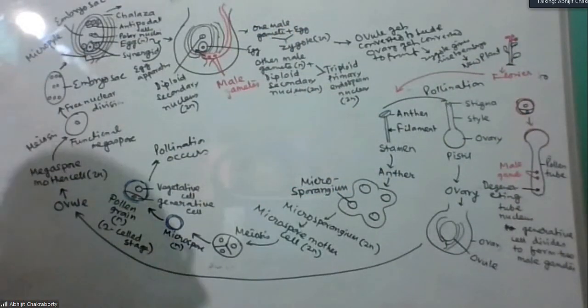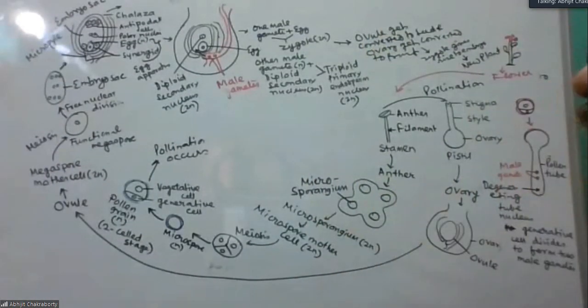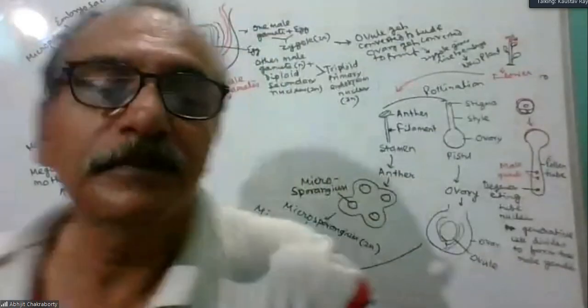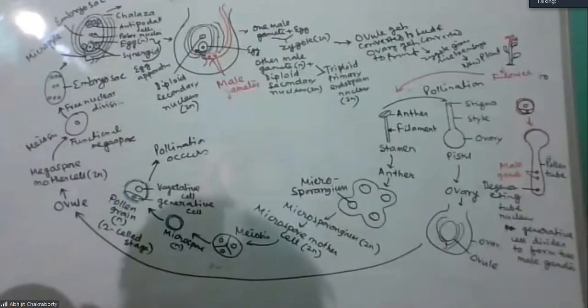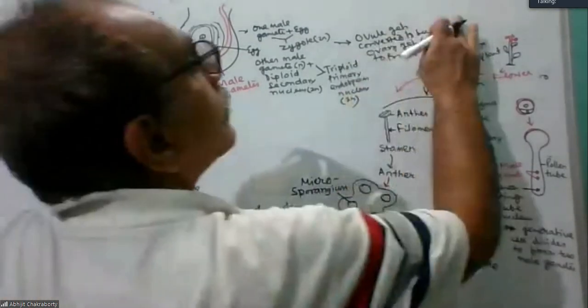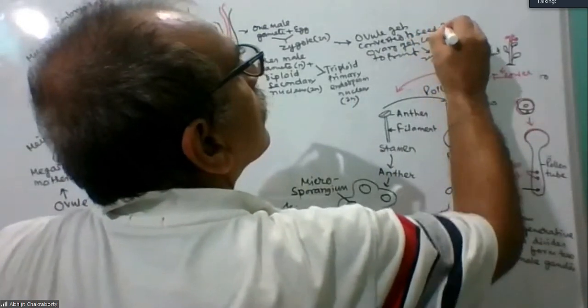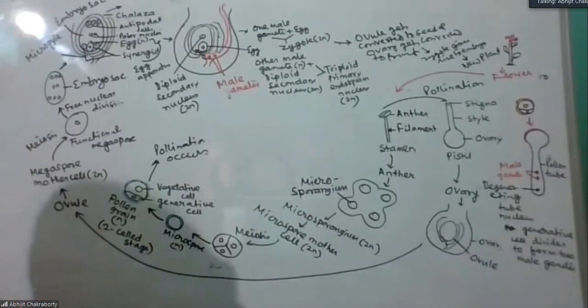Now you tell me, do you have any problem here in the reproduction in flowering plants? First of all, why is it called double fertilization? Secondly, why is endosperm triploid? And thirdly, you see, the ovule gets converted to seed, and the ovary gets converted to fruit.